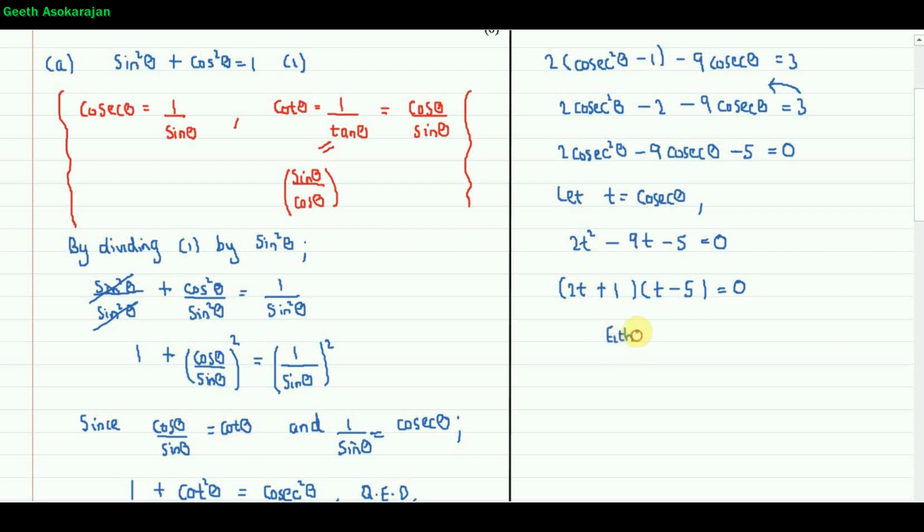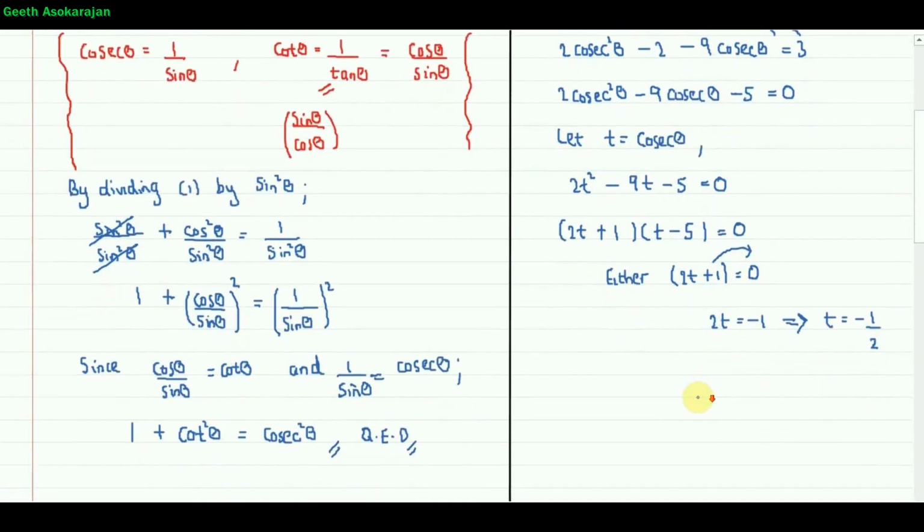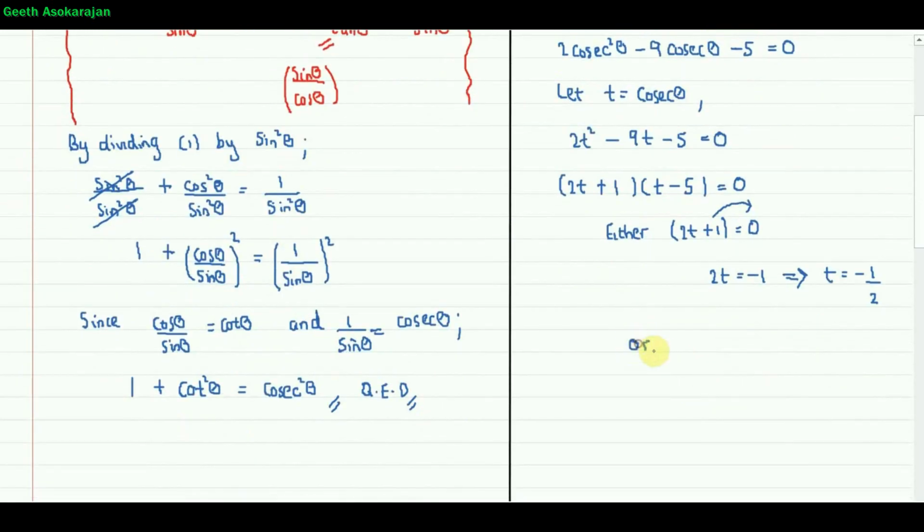As a result of the factorization, we have two answers for t. Either 2t plus 1 is equal to 0. If I take the 1 to the opposite side, that would make 2t equal to minus 1, and if I continue along, that would make the t answer minus 1 over 2. So that is one of the answers for t. Or t minus 5 is equal to 0, and if I take the minus 5 to the opposite side, that would make the other answer of t equal to plus 5.